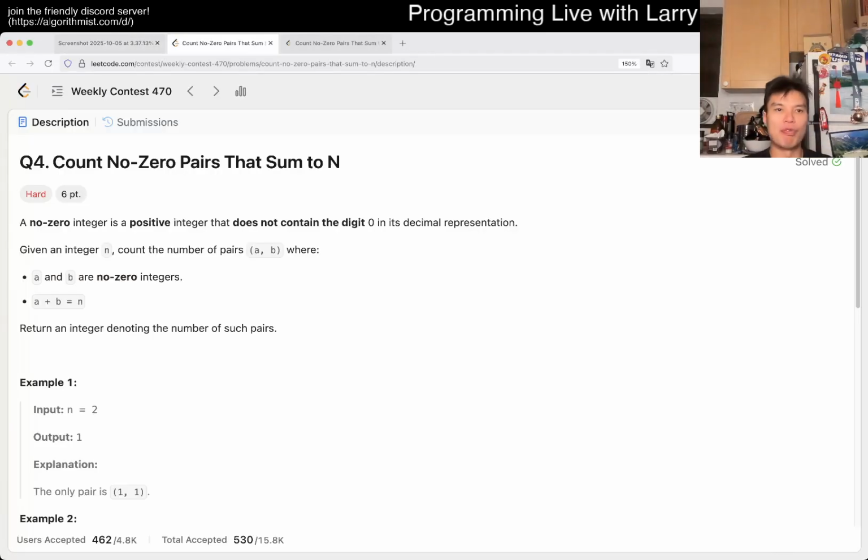This is me doing Q4 of the weekly contest 470, Count Node Zero Pairs That Sum to N.